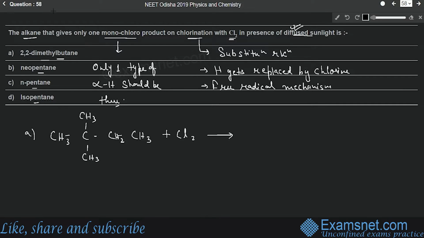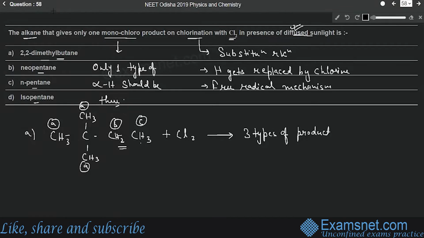So how many types of products will be formed? See, here we have different types of alpha hydrogens. For example, this is one type A, and a similar type will be these two also. So these three are of the same type. In this one we have another type of alpha hydrogen, and in the last one again we have another type of alpha hydrogens. So different types of products are being formed. Basically, three types of products will be formed. So this will not be the correct answer, because only one type of product should be formed according to the question.